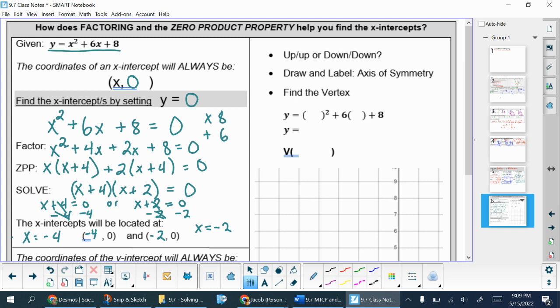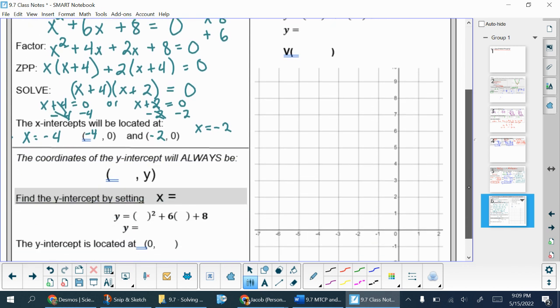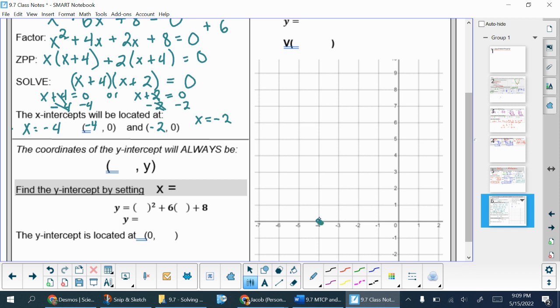So what we did here was we plugged in 0 for y. That equation being equal to 0 let us use the zero product property and factoring to set up two separate equations to find the two different x-intercepts. They're not 0 both at the same time, but this one could be 0 or this one could be 0. And they're both separately x-intercepts. So we're going to go ahead and graph those on our graph. Negative 4, 0, and 2, 0.